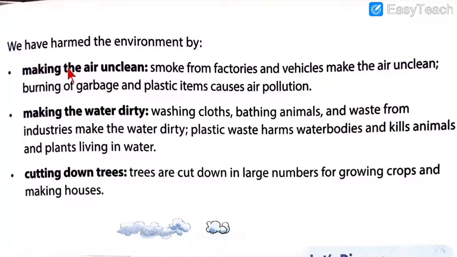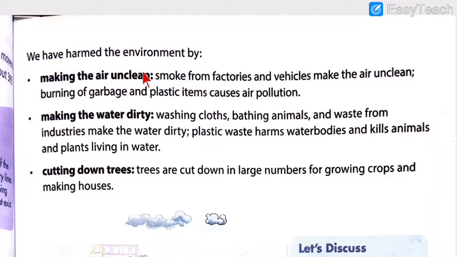We have harmed the environment by making the water dirty, by making the air dirty, by making the forests dirty, by cutting down the trees, making the air unclean. Now smoke from the factories and vehicles makes the air unclean. Burning of garbage and plastic items causes air pollution and many other things.